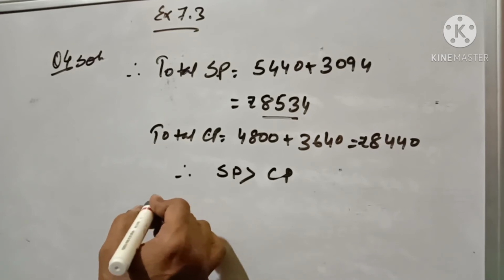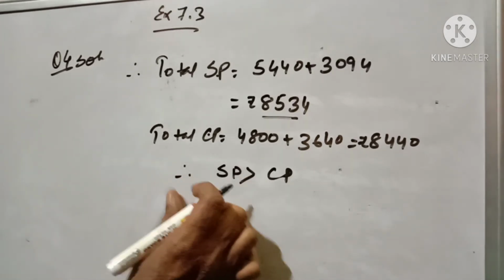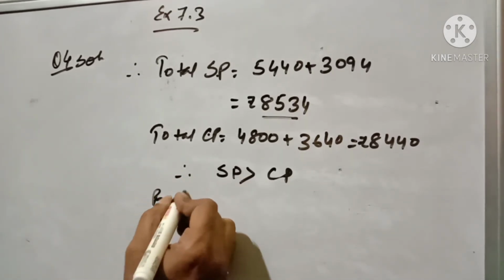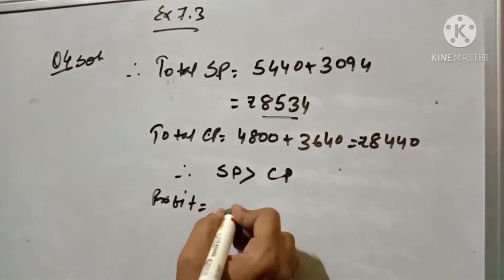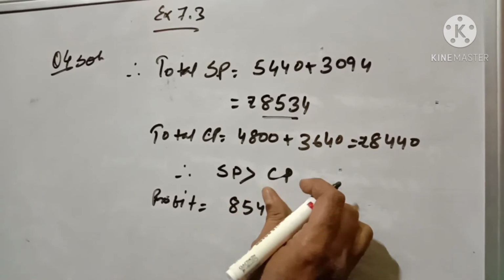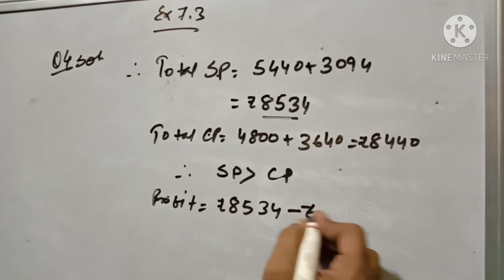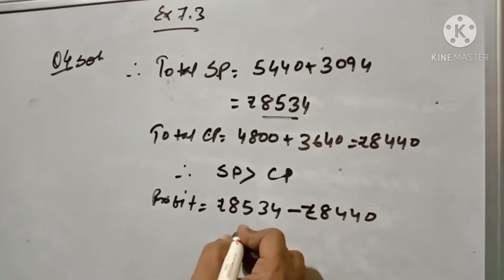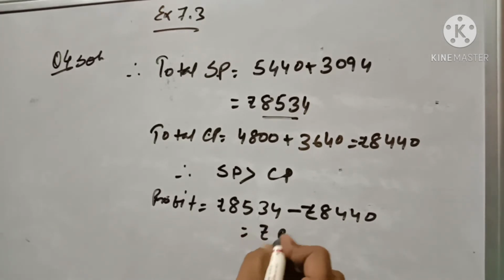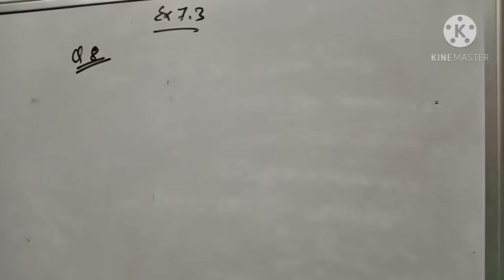In the whole deal, therefore, profit will be SP minus CP, means 8,534 rupees minus 8,440 rupees equal to rupees 94. This is your required answer. Write down please.